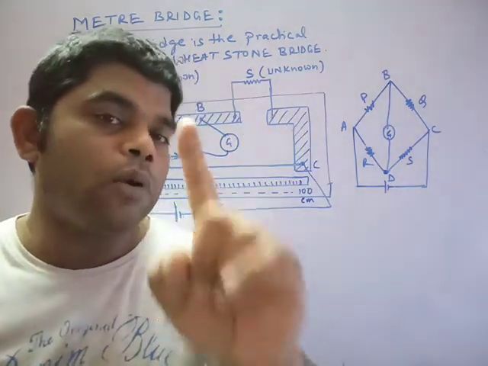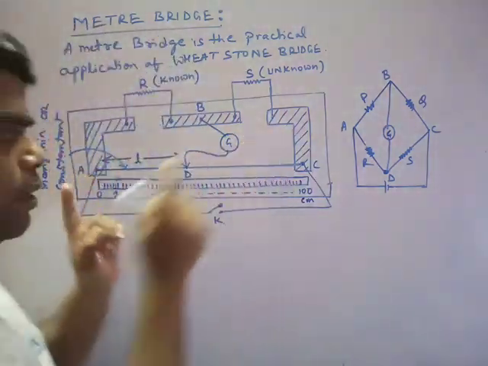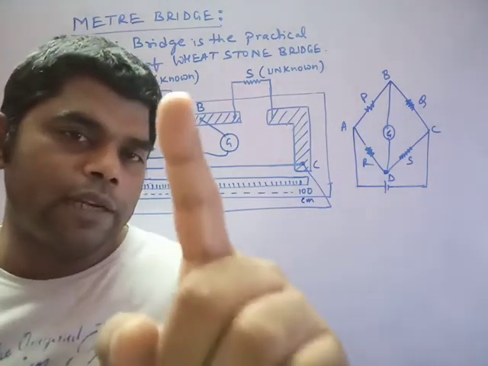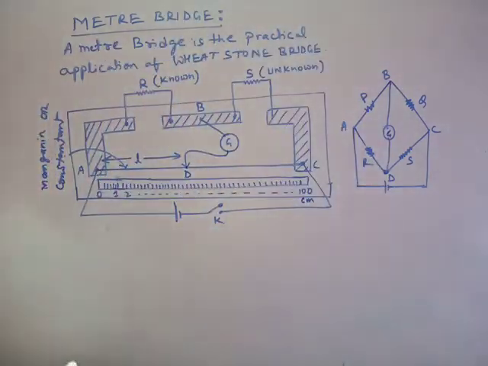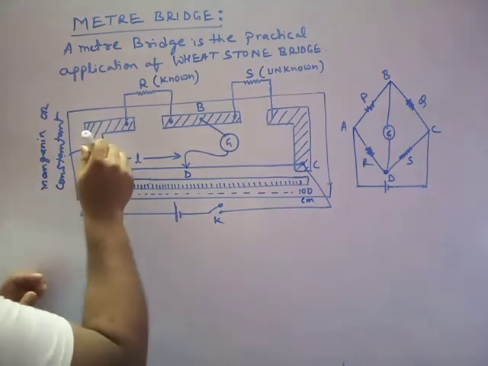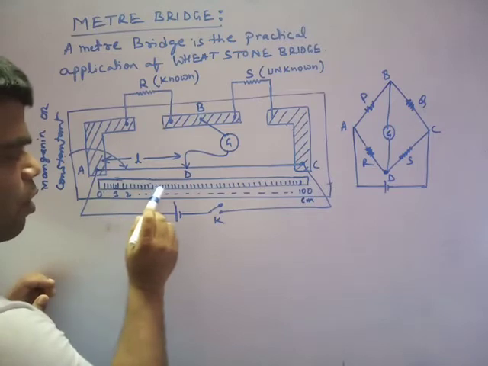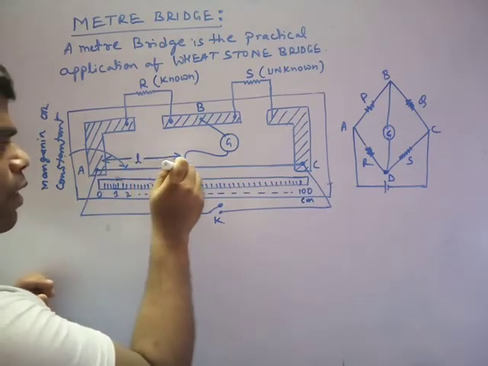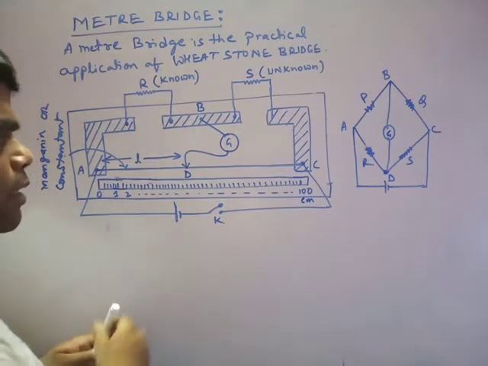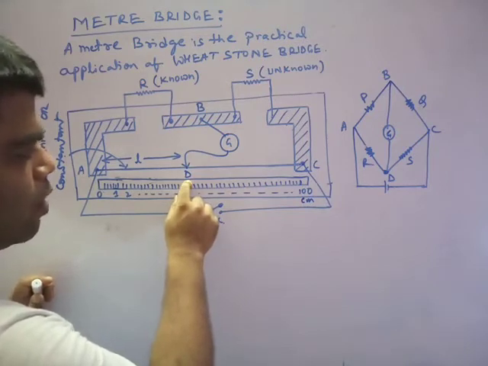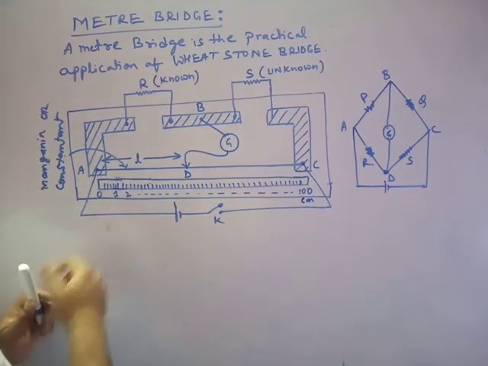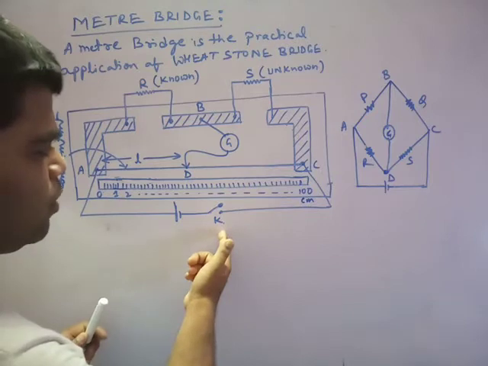And there will be only one point from A to C where we will get the null point. So that's why I will touch the jockey here and I will touch each and every division of the scale and we'll see where it shows 0. Let it be showing 0 or null at the point D after flowing the current. Is it right? This is a switch, nothing.